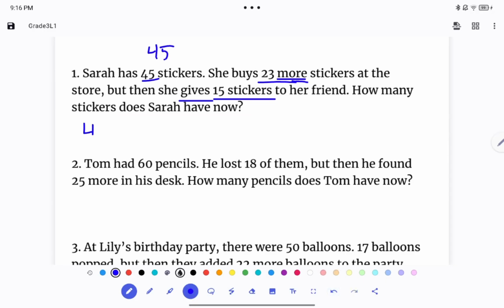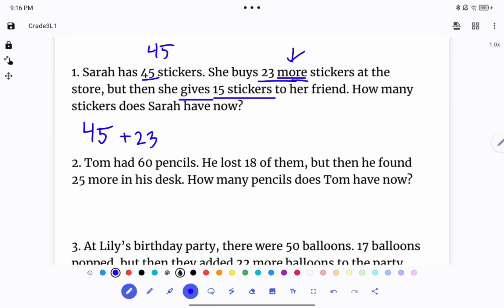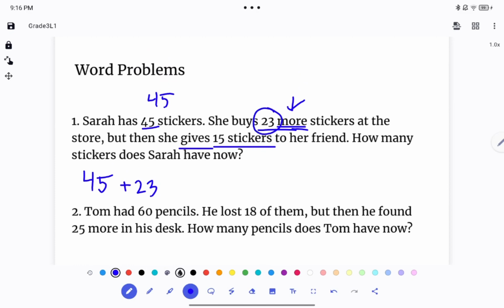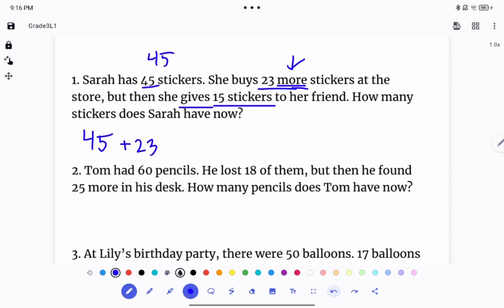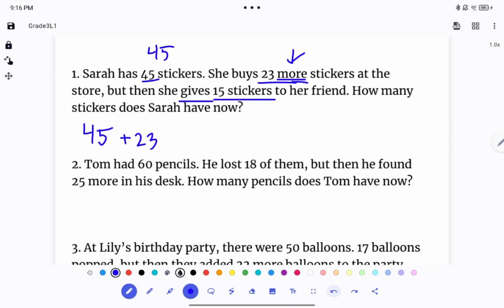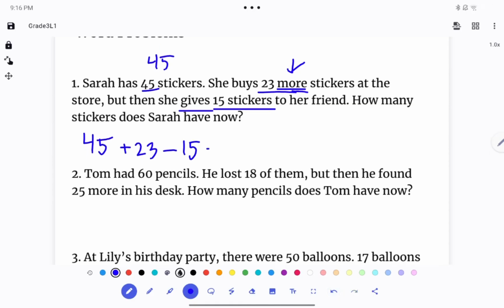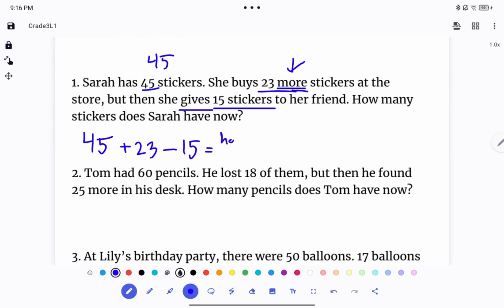So, originally she started with 45 stickers. Then she added on 23 more stickers to her collection. So, we add on 23 to represent the fact that she got 23 more stickers from the store. But then she gives away 15 to her friend. And to give away is to subtract from your own quantity and add to another person's quantity or amount of stuff. So we do minus 15. And that equals to how many she has now.